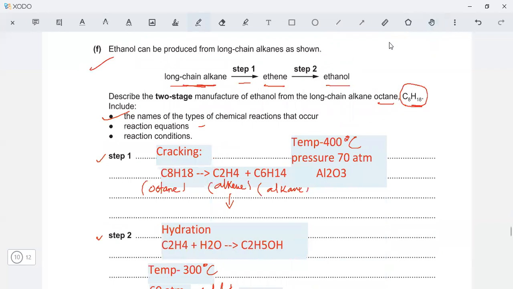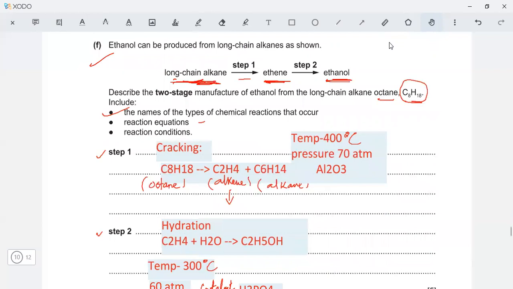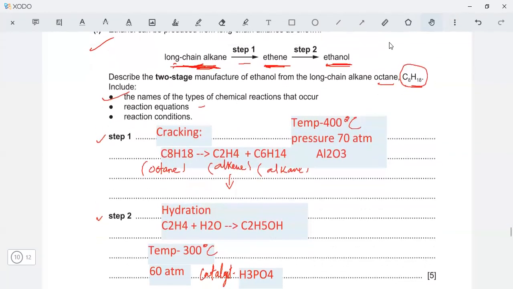So next is F. Ethanol can be produced from a long chain alkane as shown. So from the long chain alkane, the first step will form ethene, and in the second step the ethene produces ethanol. That means from the alkane until you get ethanol, you have to do certain chemical reactions. Describe the two-stage manufacture of ethanol from a long chain alkane, octane. Octane means C8H18. Include the name of the type of chemical reaction that occurs, the reaction equation, and the reaction conditions.